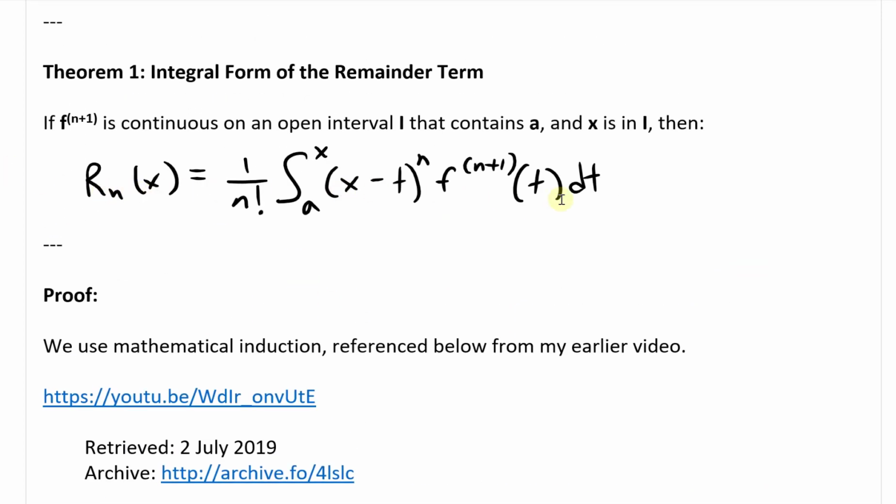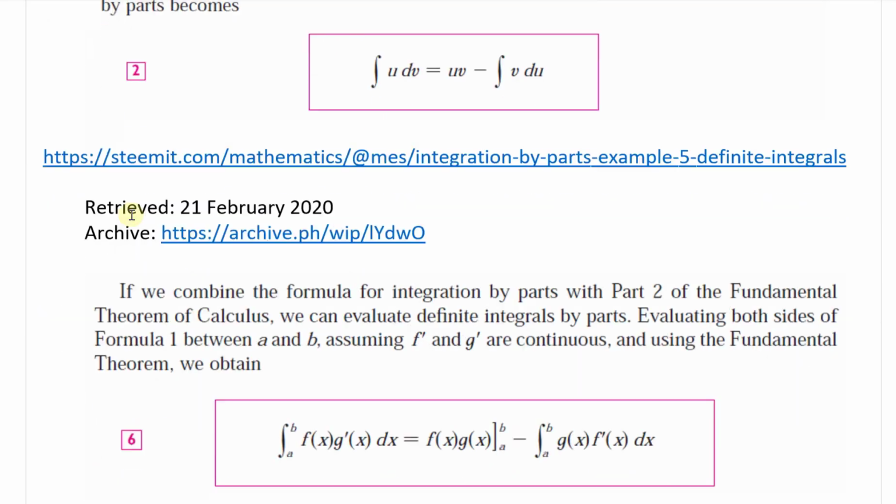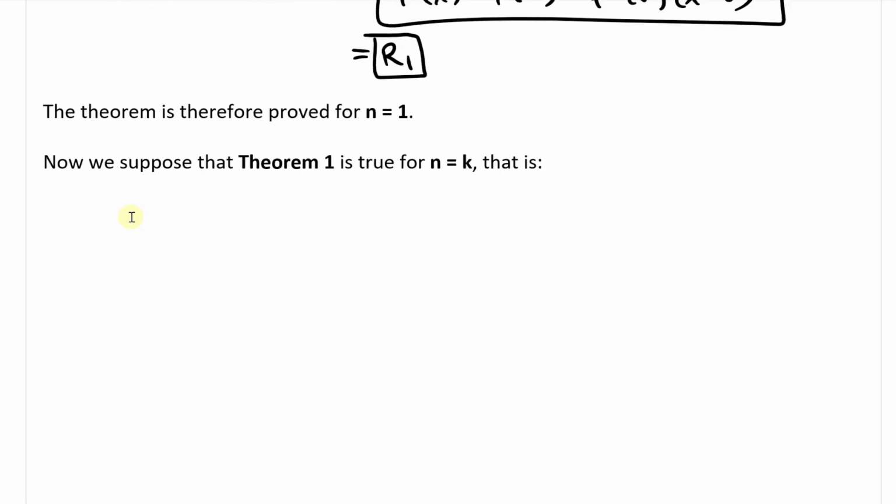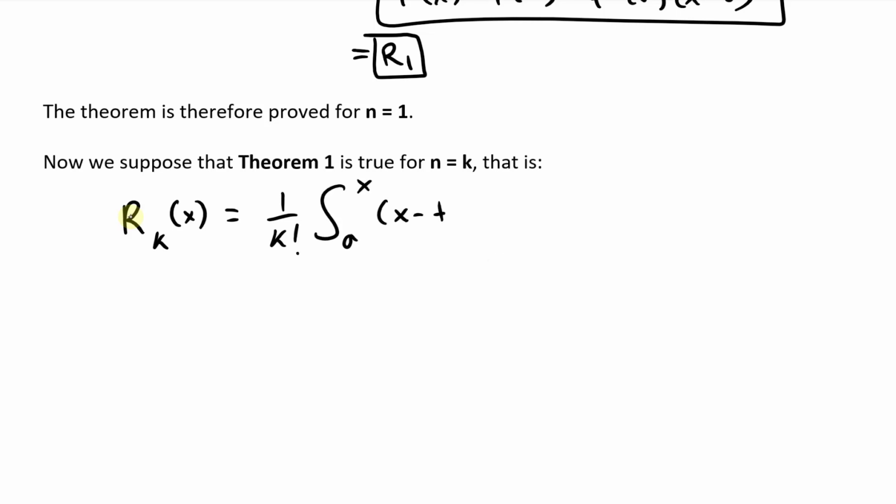So here's our Rn. We're going to replace this with Rk, like that. Let's just scroll down here. Now we suppose that theorem 1 is true for n equals k, so we're going to have R sub k of x equals 1 over k factorial, integral from a to x of x minus t to the power of k times f of k plus 1 of t, dt, like that.